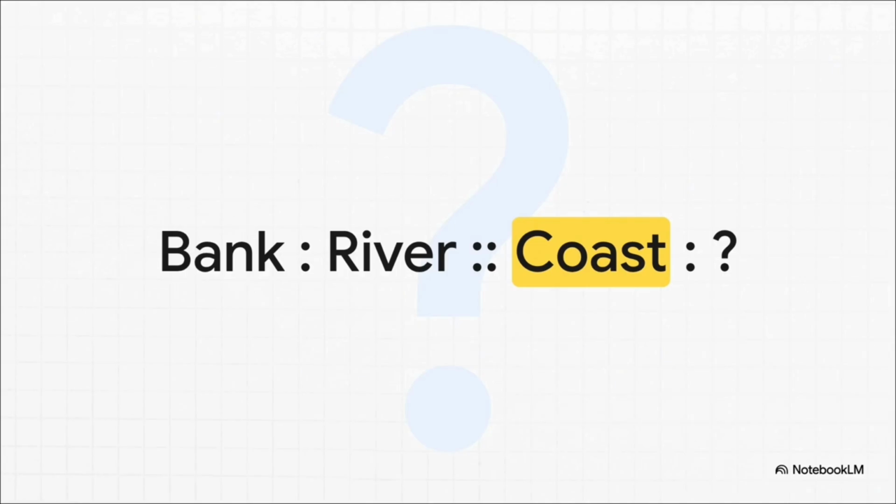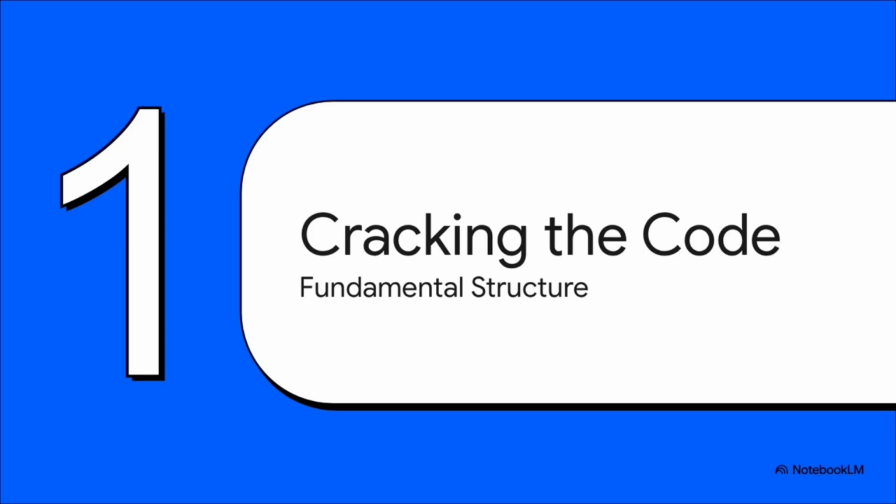Bank is to river as coast is to what? Take a look. Is it flood, waves, sea, or beach? Got an idea? Okay, hang on to that thought. We are going to circle back and solve this one, because understanding the logic here is the key to solving pretty much every analogy. So, how do you solve puzzles like that one with 100% confidence every single time?